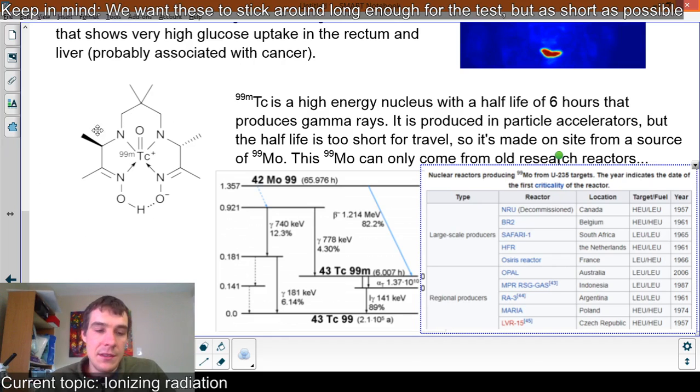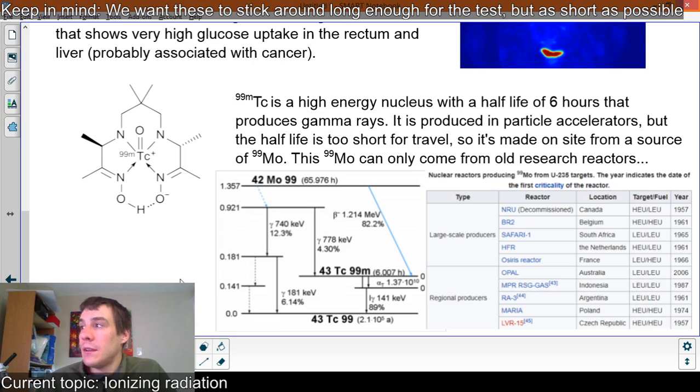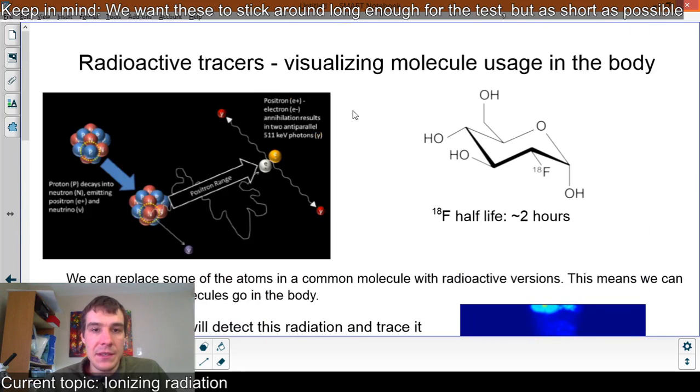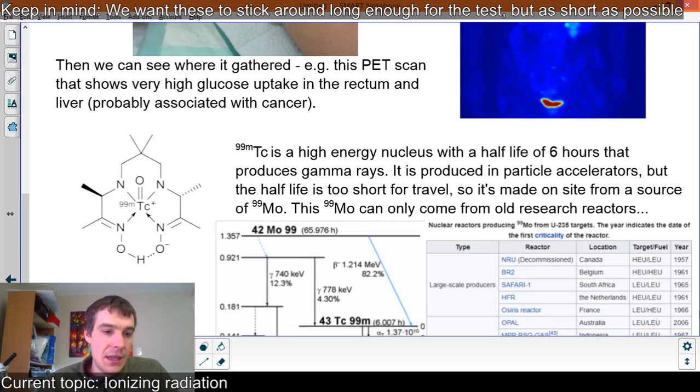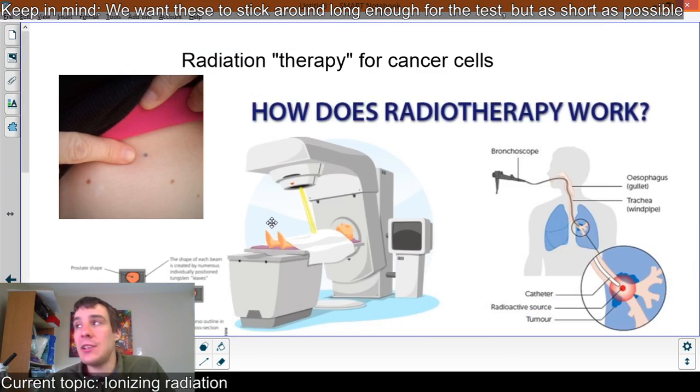Yeah, and here's just a picture of a molecule with that radioisotope in it, the radioactive technetium. Okay, so that's the first kind of nuclear medicine, just tracing things using radioactive tracers. The next kind of nuclear medicine is radiation therapy for cancer cells. I call it therapy because what we're really doing is just killing, just zapping those cancer cells.